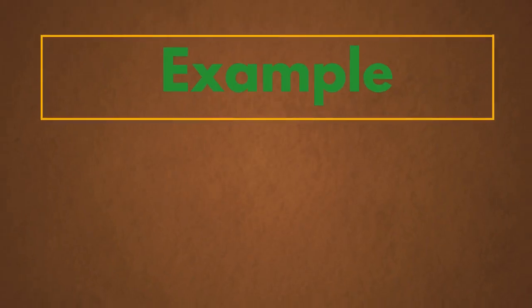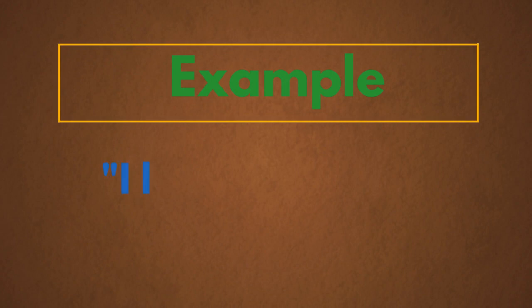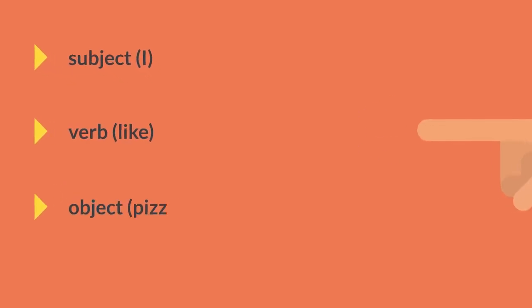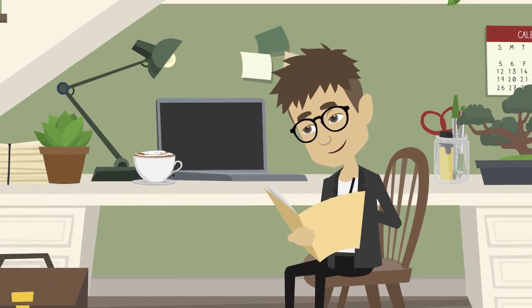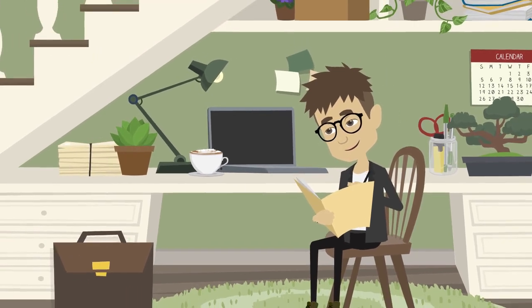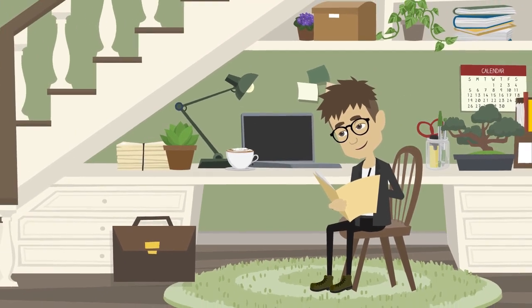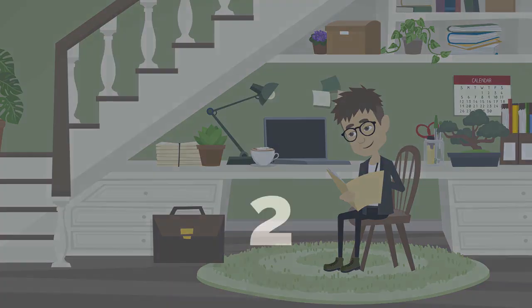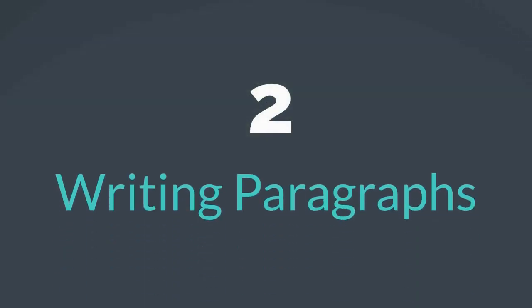Let's take a look at an example sentence. I like to eat pizza. This sentence is simple because it has a subject, I, a verb, like, and an object, pizza. When writing in a new language, start with simple sentences like this one and gradually build up to more complex sentences. Part 2, Writing paragraphs.